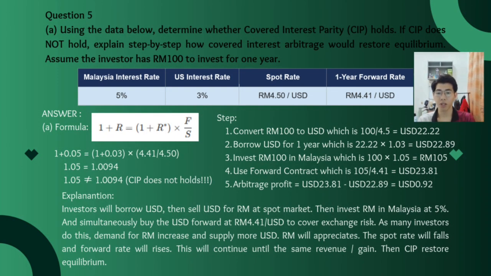Explanation. The investor will borrow USD, then sell USD for RM in the spot market. Then invest RM in Malaysia at 5%, and simultaneously buy USD forward at RM 4.41 over USD to cover exchange risk. As many investors do this, demand for RM increases and the supply of USD rises. The RM will appreciate. The spot rate will fall and the forward rate will rise. This will continue until there is no more arbitrage gain. Then CIP is restored to equilibrium.